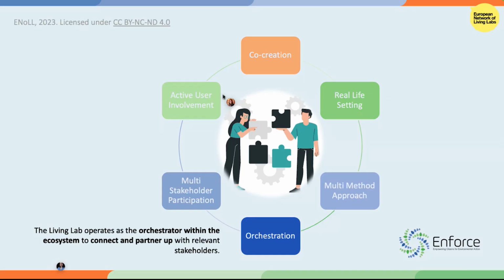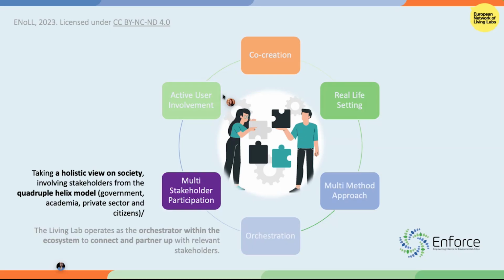So let's start with orchestration. The living lab operates, as I was saying, as the orchestrator intermediary between the different stakeholders. So it connects and partners up the ecosystem of stakeholders that we include in our living lab. Then multi-stakeholder participation means that, taking the holistic view on society, so the overall areas of interest, areas of expertise, sectors included in a society, the living lab involves stakeholders from the quadruple helix, so from each part, each sector.